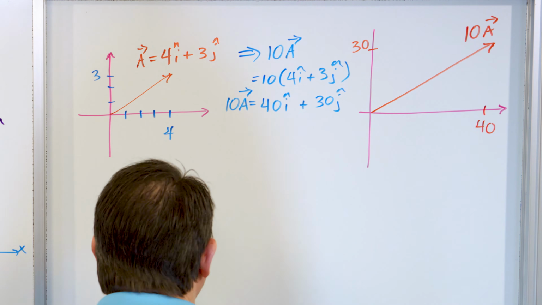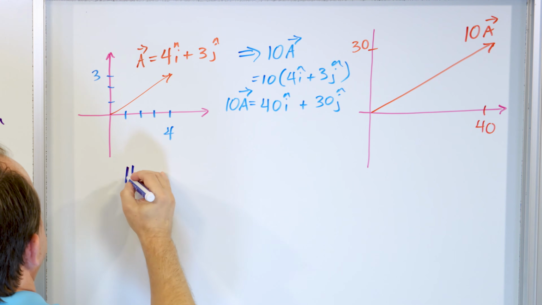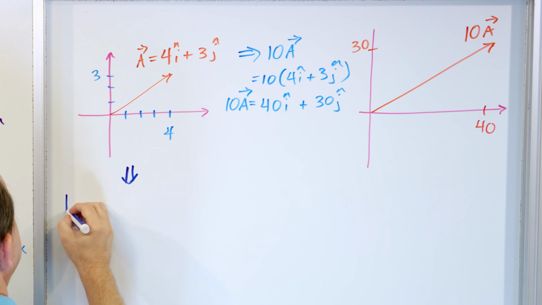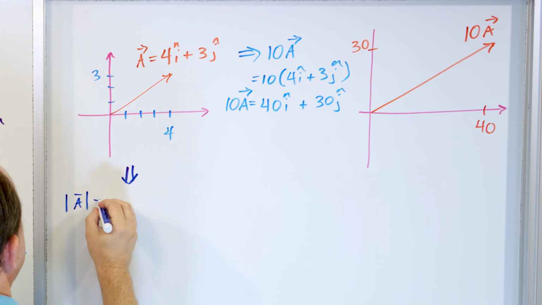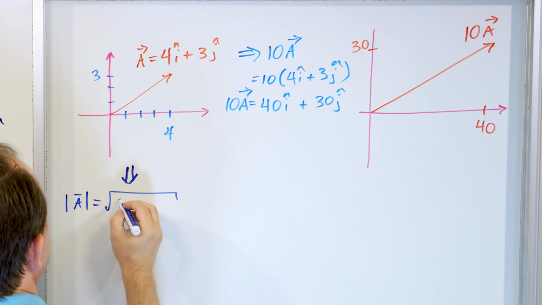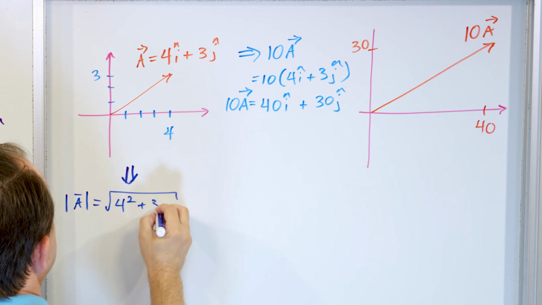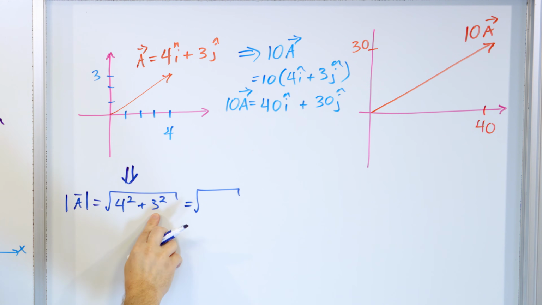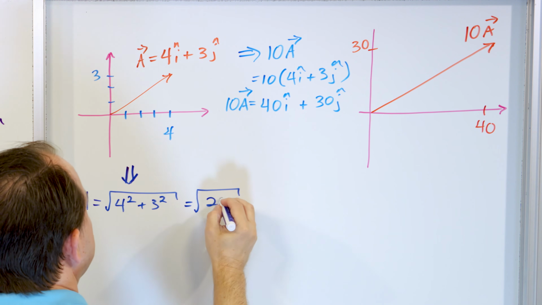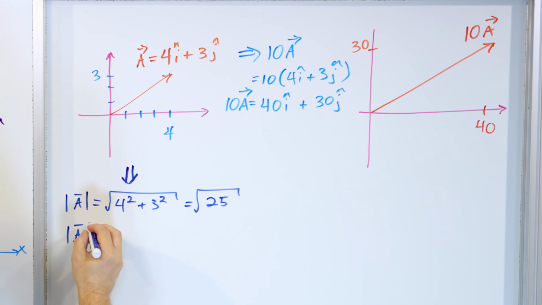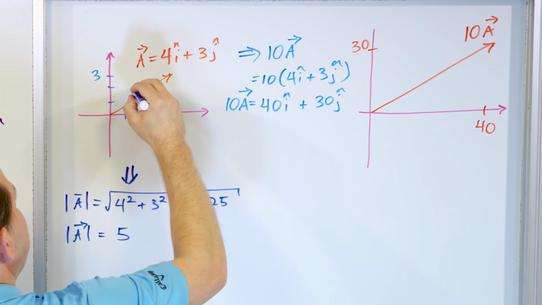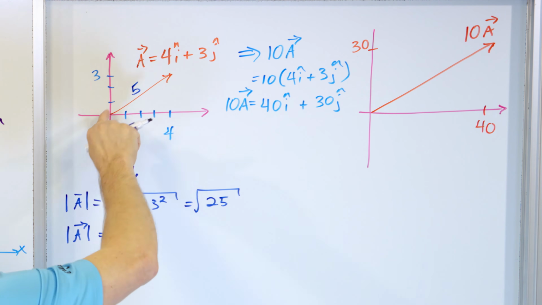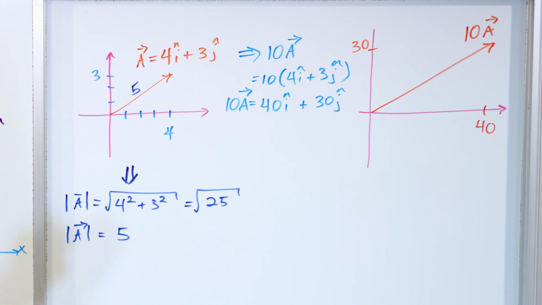Now let's prove it to ourselves even further. Let's go down below here. What is the magnitude of vector A? It's the square root of 4 squared plus 3 squared. This is 16 and this is 9. So 16 and 9 is 25. And when you take the square root of 25, what do you get? You get 5. So the length of this vector is 5. I'll put a little 5 right here. That's the length of the vector from the origin to the tip.